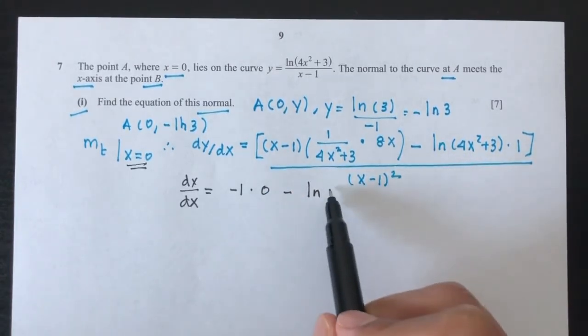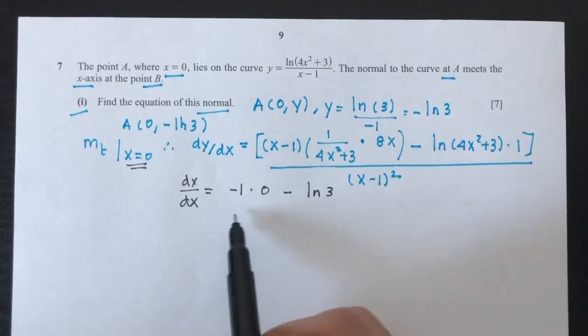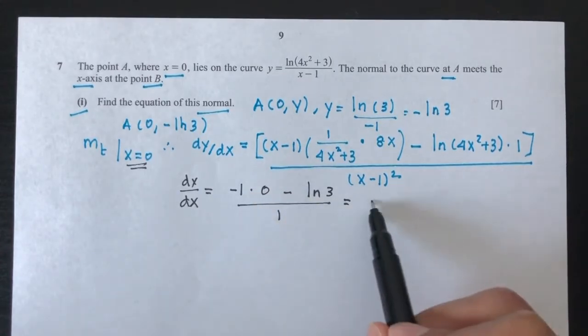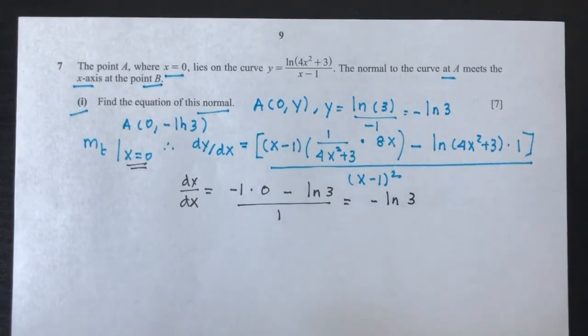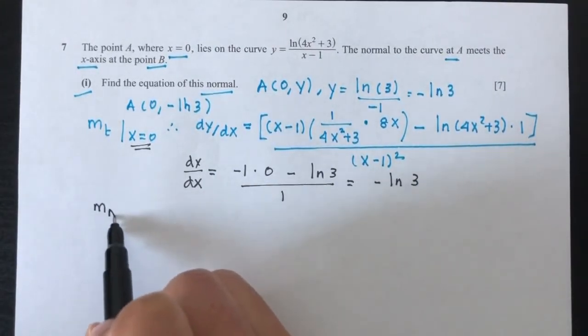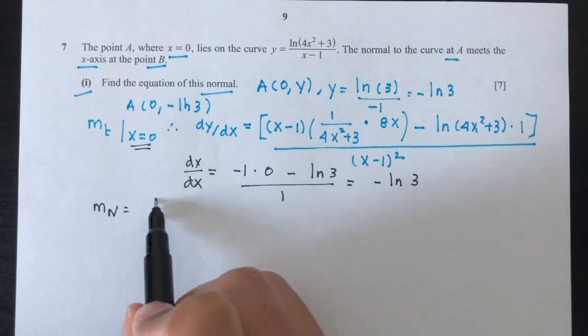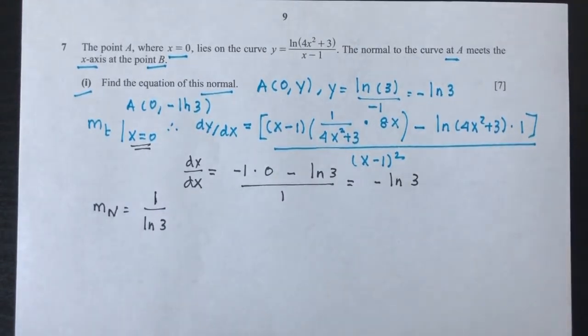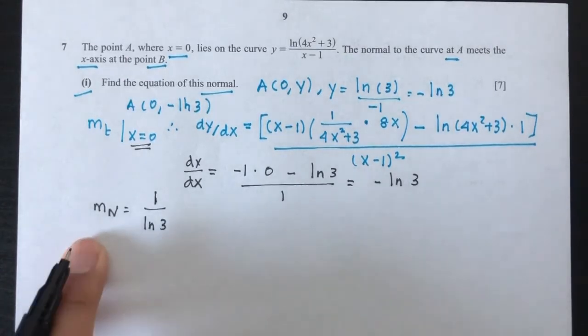That will be 3 divided by 1. So your answer should be minus ln 3 as your gradient for the tangent. So from this you have your m of normal, that should give you 1 over ln 3. That should be your value for the normal gradient.